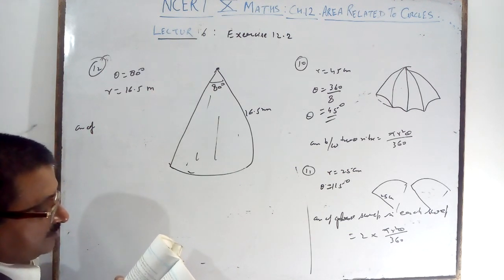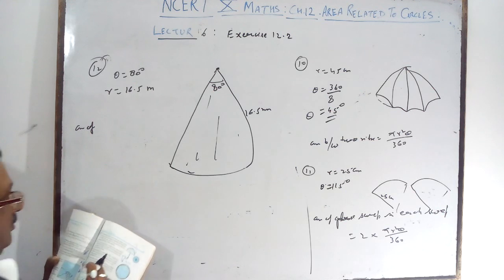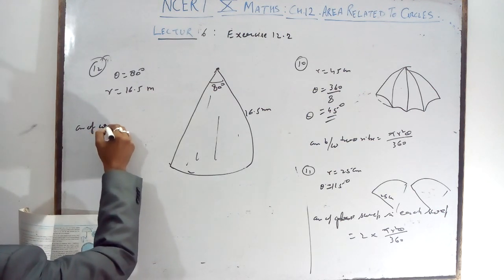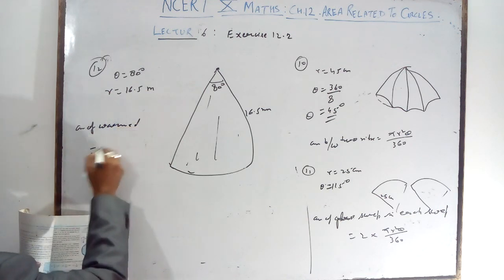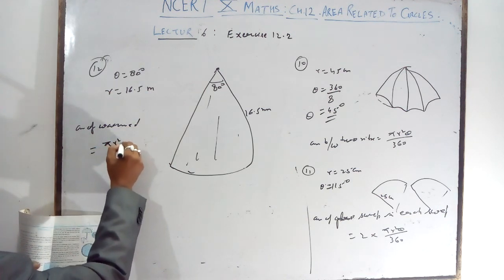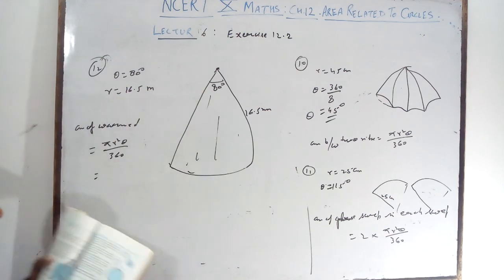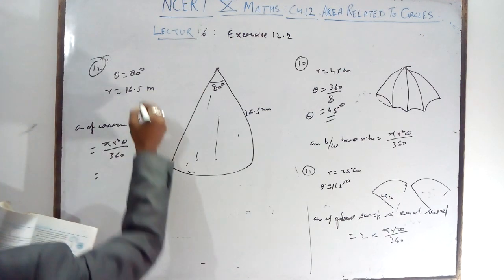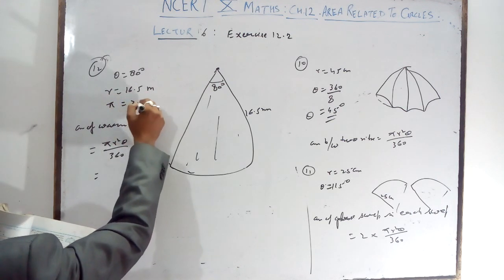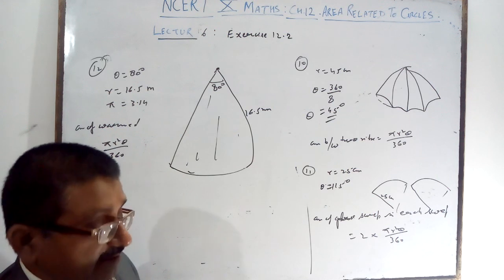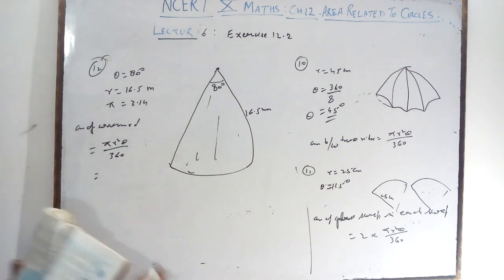Find the area of the sea over which the ships are warned. So the area is equal to the area of the sector, pi r square theta by 360. R is this, theta is this, pi is also given here. Use only the value that is given. If you write any other value, you will not get the marks.